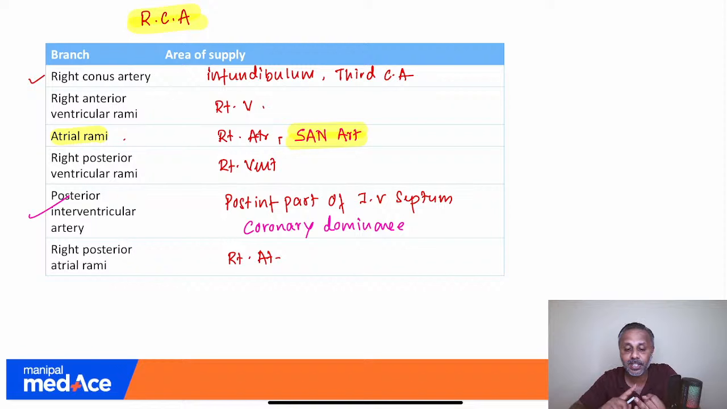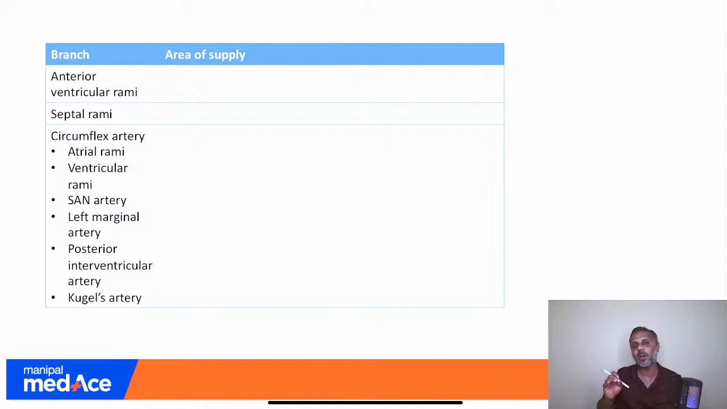Then it supplies the sternocostal surface and the diaphragmatic surface of the right ventricle. It also supplies the posterior inferior 1/3 of the interventricular septum, whereas the major supply of the interventricular septum is from the left coronary artery.